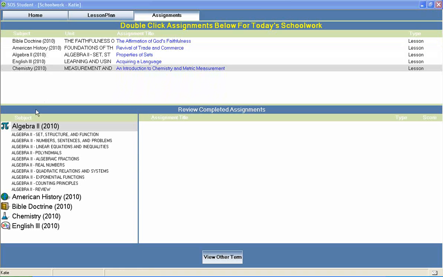Switched On Schoolhouse Algebra 2 is a high school math course which is typically included in an 11th grade course of study and includes units on set, structure, and function, linear equations and inequalities, algebraic fractions, quadratic relations and systems, counting principles, and much more. Now let's take a look at an Algebra 2 lesson to see how concepts like these are covered.